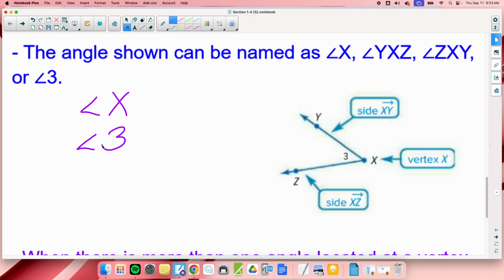A third way to name an angle is you can start at one of the sides and name one point on this side. So we could say angle Y. Then the vertex has to be in the middle, X. And then you can name one point on this side, which is Z.